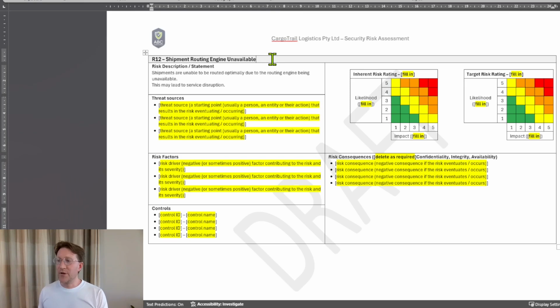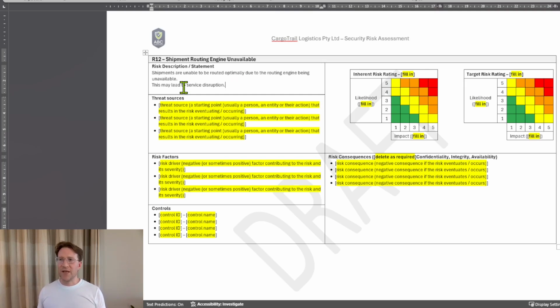Risk 12, we have the shipment routing engine being unavailable. This is a very specific risk because this is a certain platform that the DLP depends on to be able to route shipments on the optimal route to have a more efficient, shorter time to delivery. It's not to say this is essential for the service to function properly, but it helps us to run more efficiently. Since we're talking about the route, it's not necessarily about any confidential information.